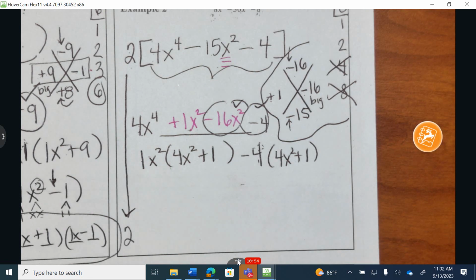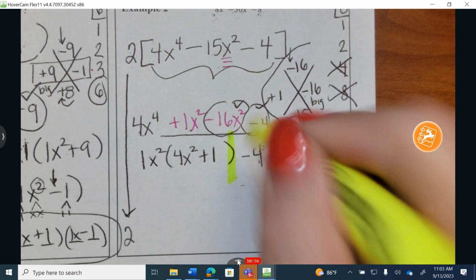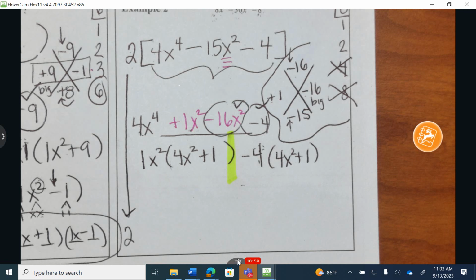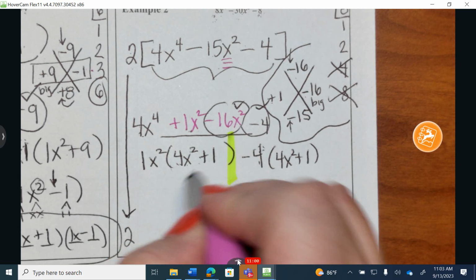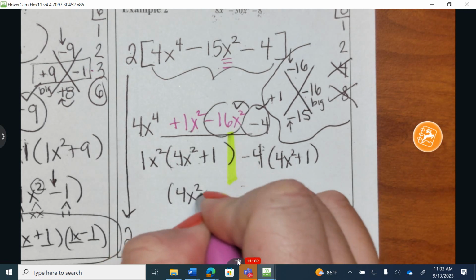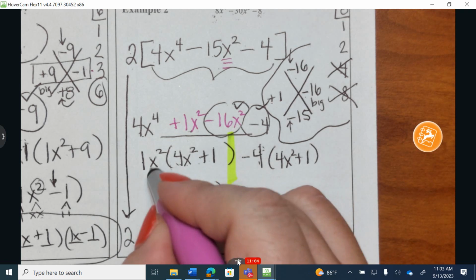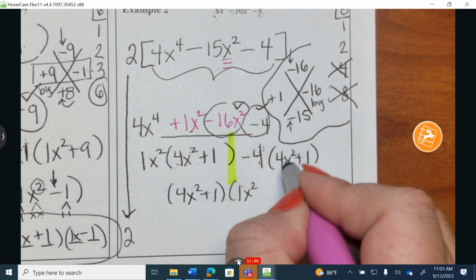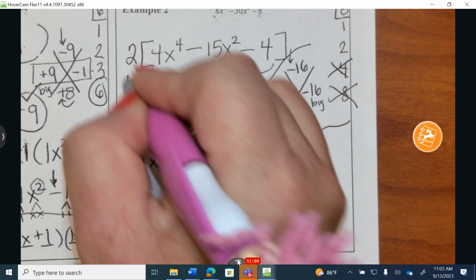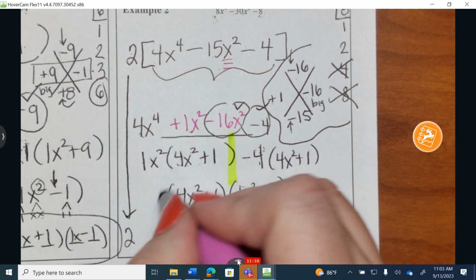So I'm going to split this in half. And notice that they both have the quantity 4x squared plus 1. 4x squared plus 1. Okay, got that. In front of the first is 1x squared. In front of the second is minus 4. And don't forget about the 2 that we brought down.